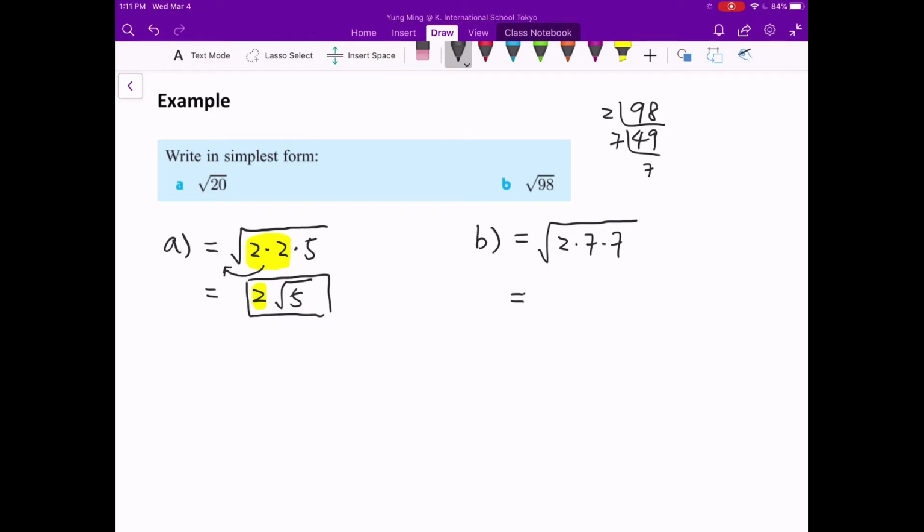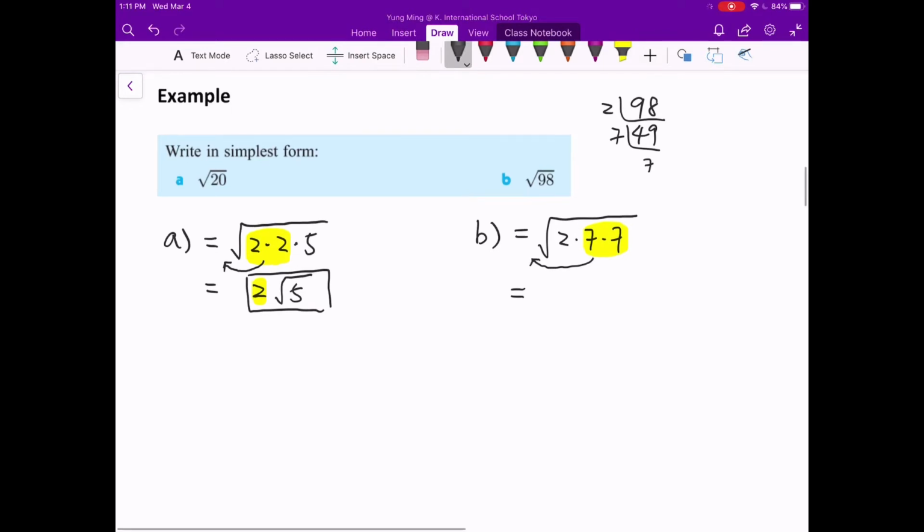Okay, second one, that means we can do the same thing over here. 7 times 7, you can take it out as well. Okay, we found a couple. The couple goes out and becomes a single 7 over here. The root 2 is still inside. So this 7 over here represents the square root 7 times square root 7. Okay, so that's your final answer.